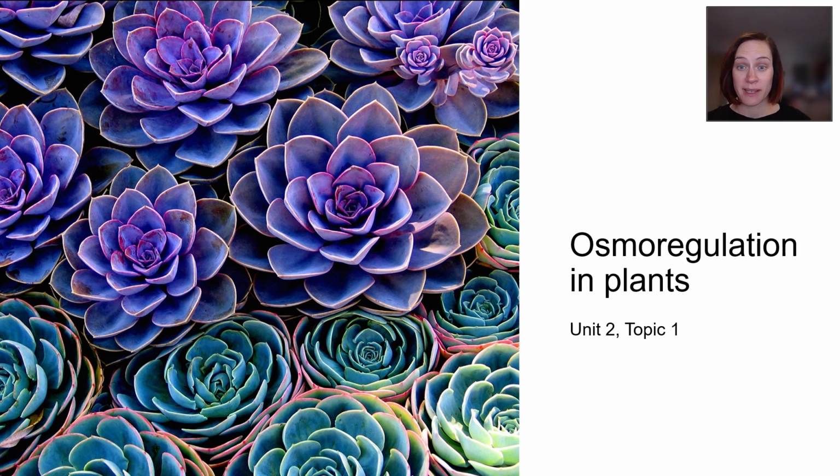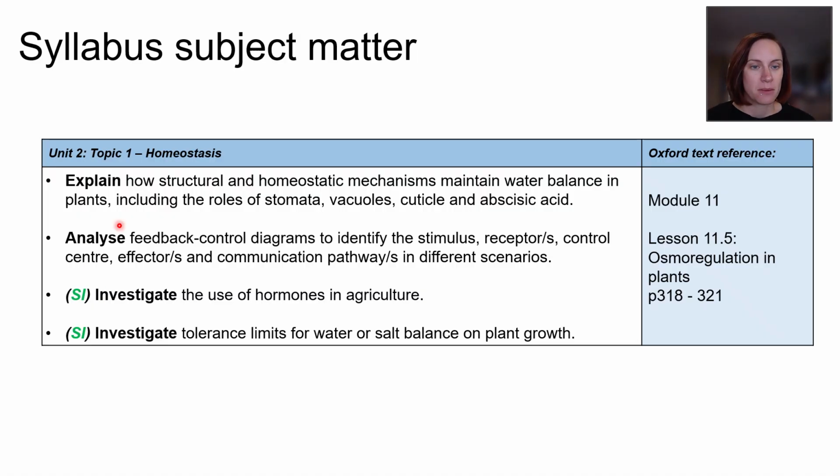So we've talked about osmoregulation in humans. We're now talking about it in plants. We're still in Unit 2, Topic 1, pardon me. And so we're talking about structural and homeostatic mechanisms that allow plants to manage their water and salt intake, and we're still looking in terms of feedback control diagrams.